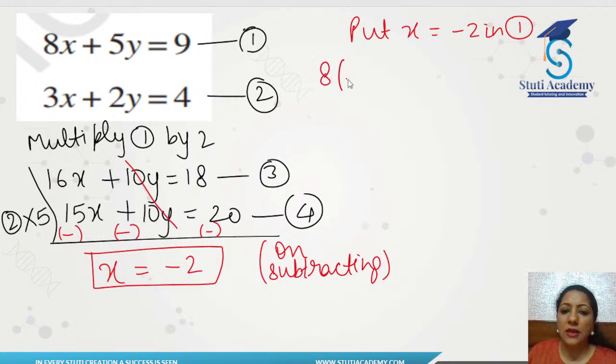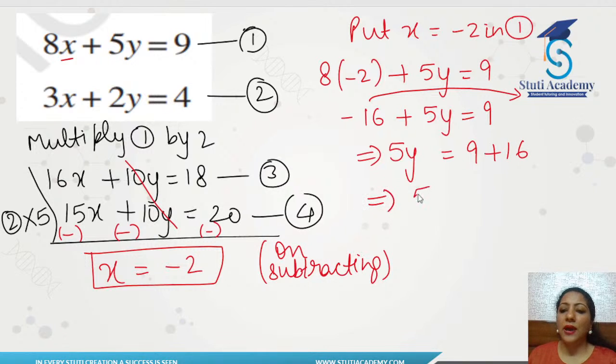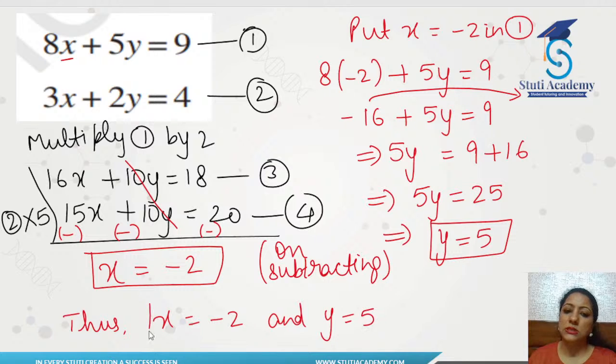We will get 8 times minus 2. In place of x, I have written here minus 2. Plus 5y is equal to 9. We'll get here minus 16 plus 5y is equal to 9. This minus 16 will go on the other side, will become plus 16. So we'll get here 5y equal to 9 plus 16. So we have 5y is equal to 25. And finally, we'll get y is equal to 5. Thus, we have x is equal to minus 2 and y equal to 5. So this is the solution for the given set of equations.